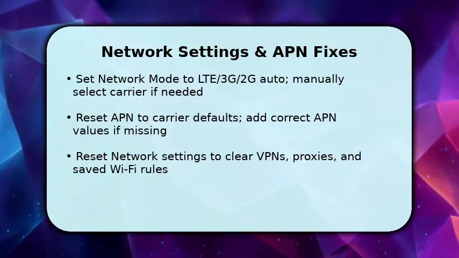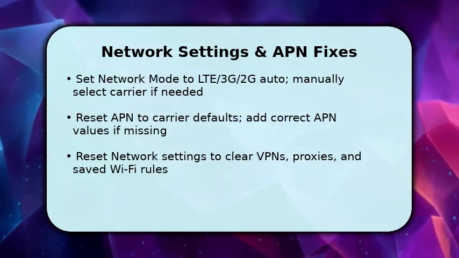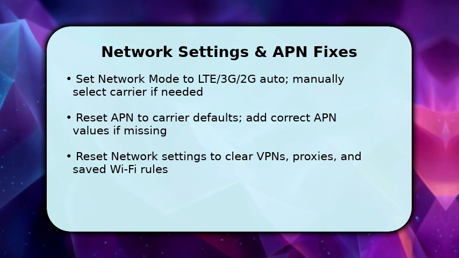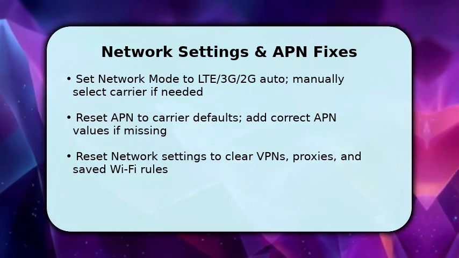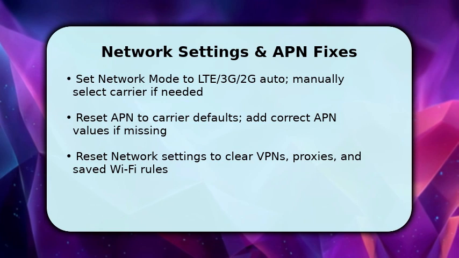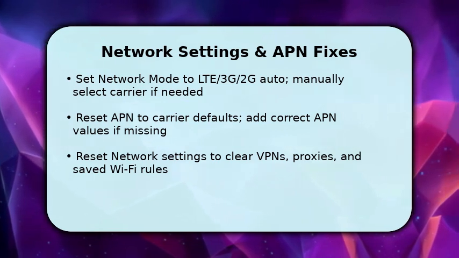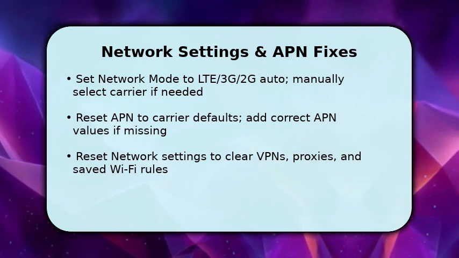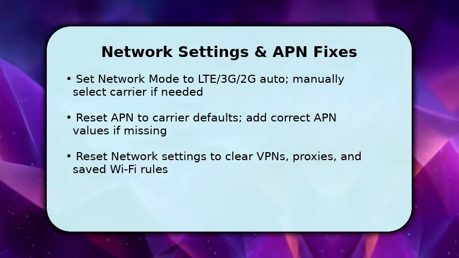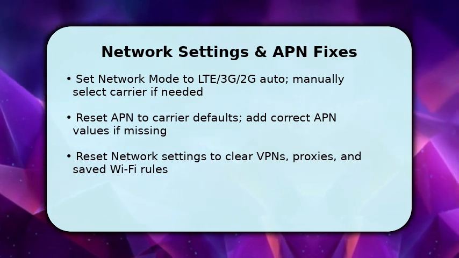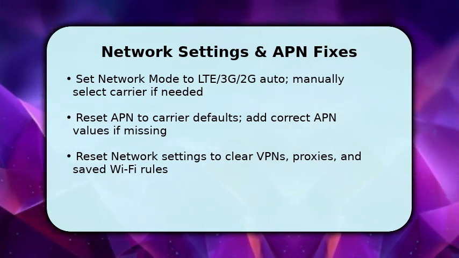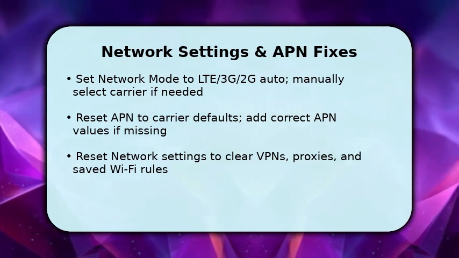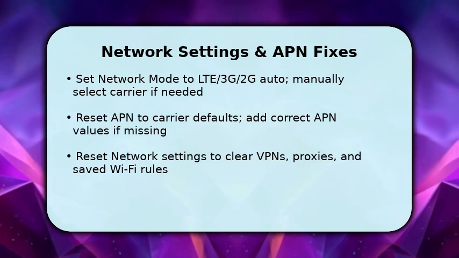Next, dive into settings. Set mobile networks to LTE/3G/2G auto, and if automatic fails, manually select your carrier to force registration. If mobile data still fails, reset the access point name to carrier defaults or re-enter the provider's APN precisely. Protocol, MCC/MNC, authentication type matter. If you've used VPNs or custom proxies, go ahead and reset network settings to remove hidden conflicts. These steps address most software-side misconfigurations that prevent connectivity.